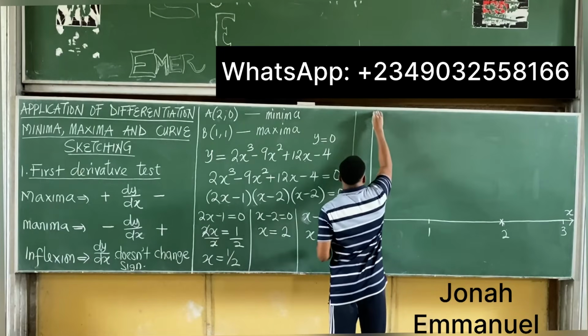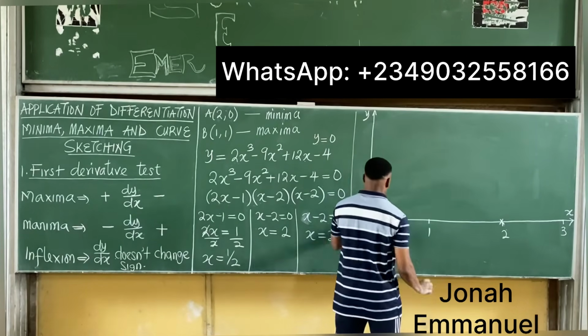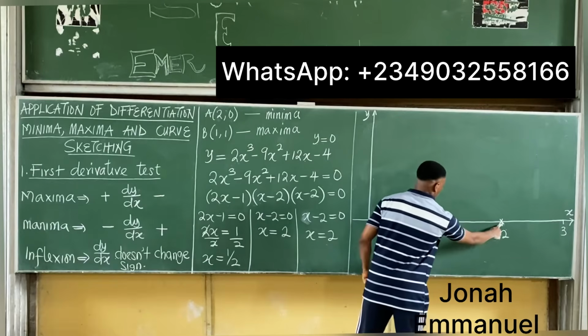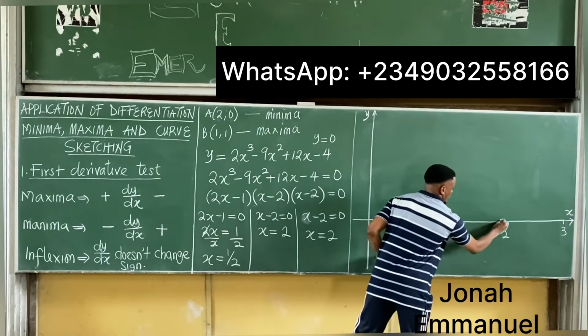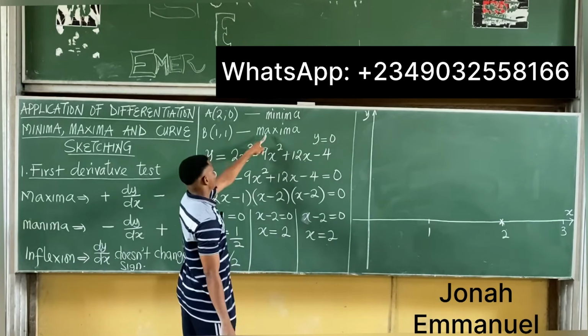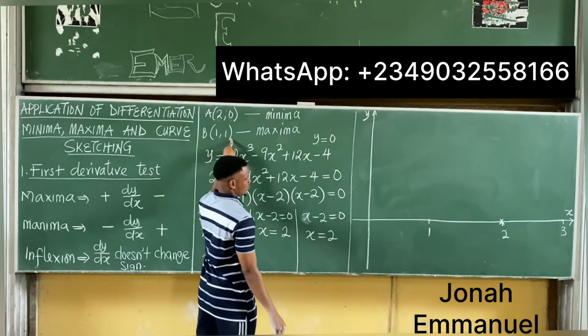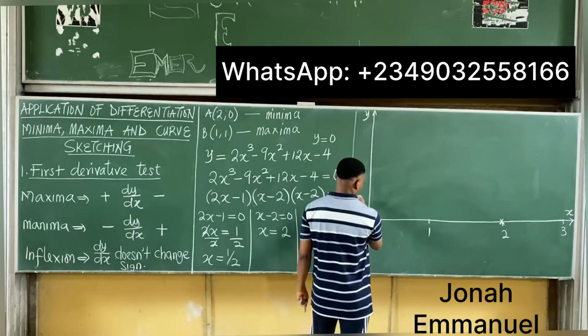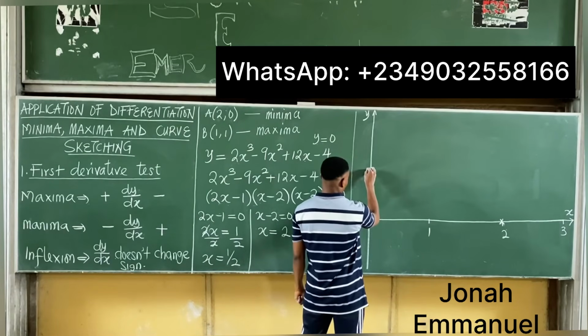Here's the y-axis. So when x is 2, y is 0. That's this point here. So this is my minima. Let's get maxima. Maxima, when x is 1, y is 1. Let's get 1 for y. Let's call this 1.